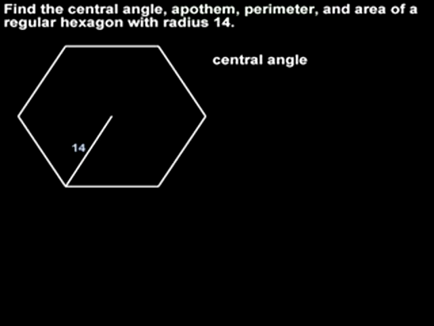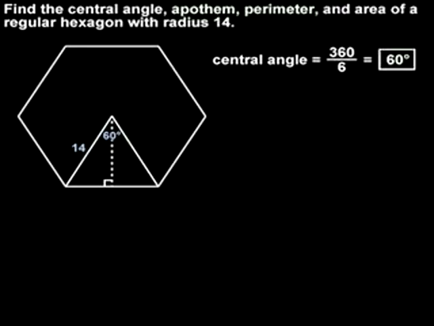To find the central angle, remember that the central angle of a regular polygon is formed by 2 radii drawn to consecutive vertices, and the formula for the measure of the central angle is 360 degrees divided by the number of sides. Therefore, since a regular hexagon has 6 sides, the measure of its central angle is 360 divided by 6, or 60 degrees. So we can give the central angle in the diagram a measure of 60 degrees.